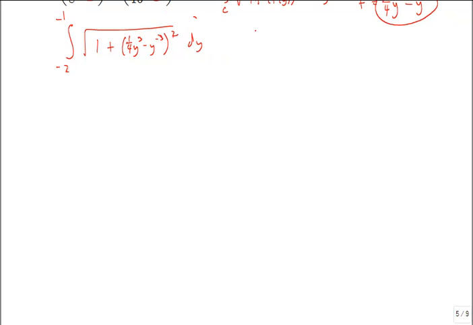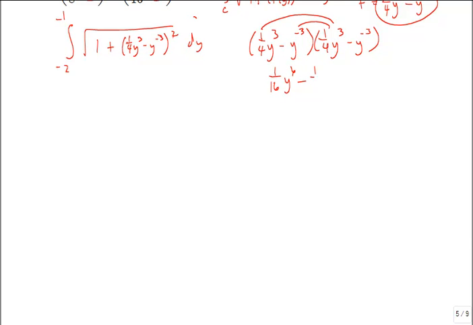So if we look at 1/4 y cubed minus y to the negative 3 times 1/4 y cubed minus y to the negative 3, we're going to get in the front here a 1/16 y to the 6th. In the middle, we're going to get a minus 1/4 y to the negative 3 times y to the positive 3 is y to the 0, which is a 1, times that 1/4 out front, so the y's cancel out. And then for my other middle term, I get another 1/4 times a minus 1, and the y's cancel out again.